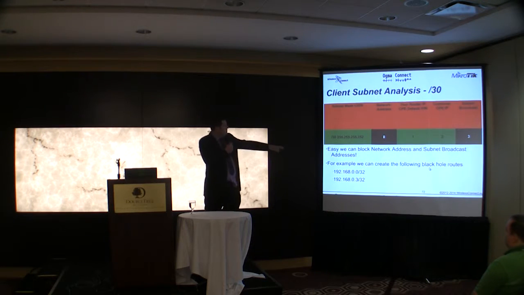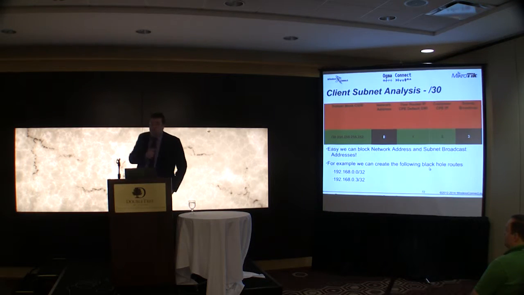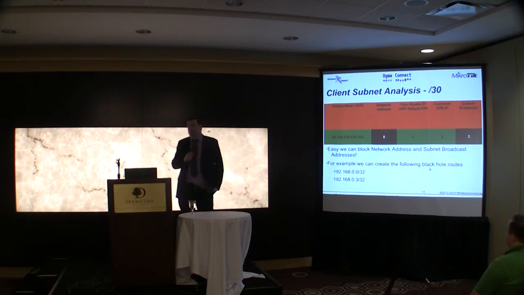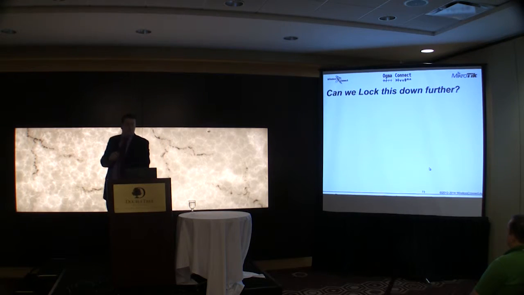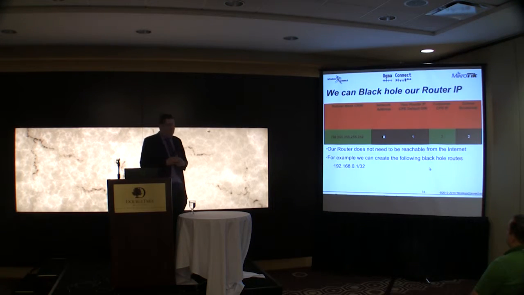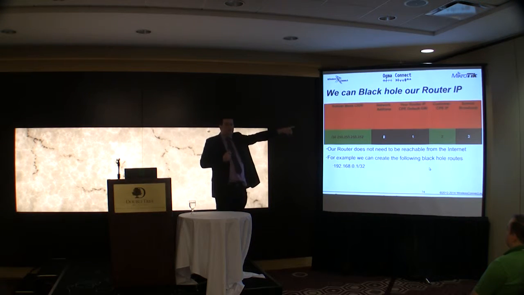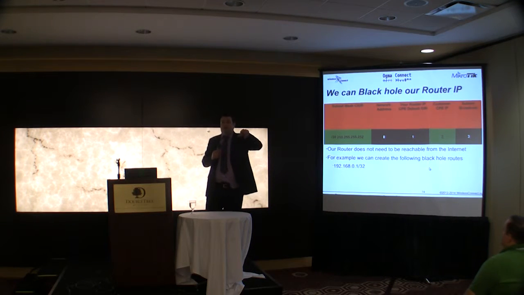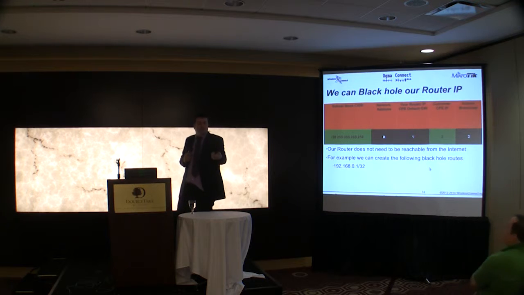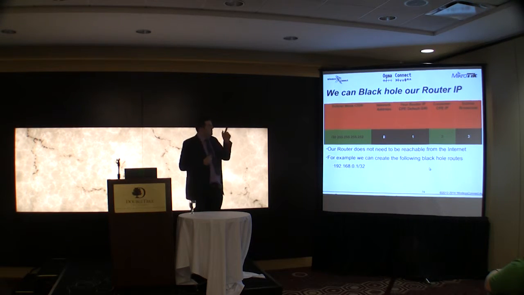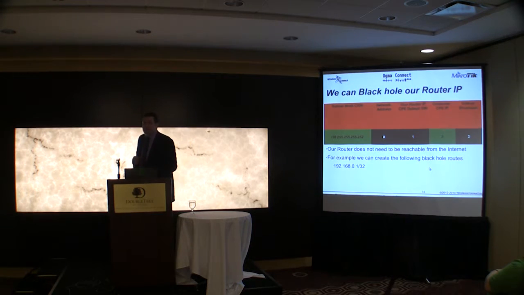So for instance, 192.168.0.0/32 can be blackholed, and 192.168.0.3/32 can be blackholed. Can we lock this down further? I think so, and the reason is that I don't really care if the internet can contact it. In fact, I probably don't want it to happen anyway. I don't want the routable interface that's facing my client being accessible on the internet. So I can blackhole that. I won't lose sleep if they can't ping it. No one cares.